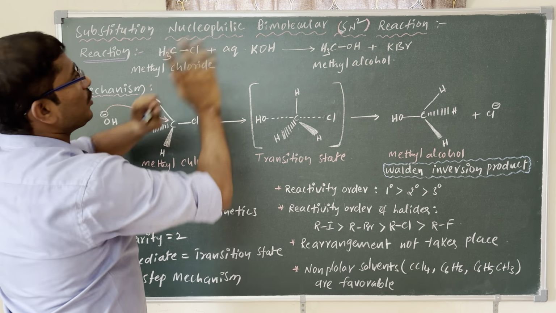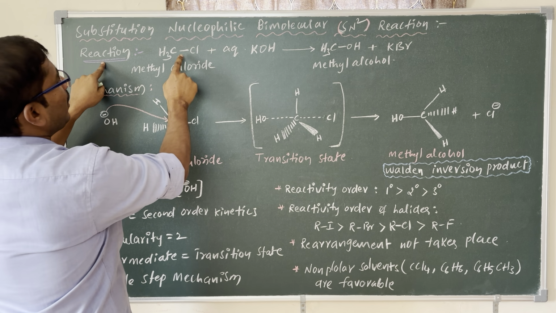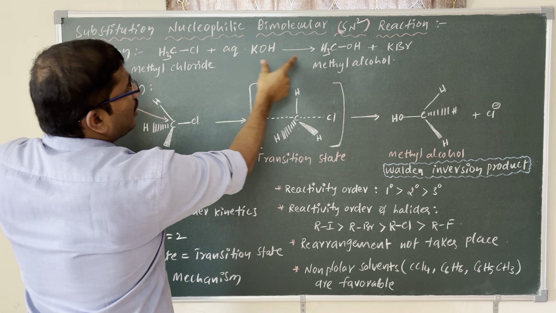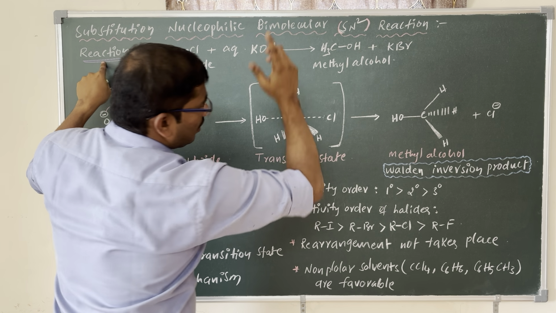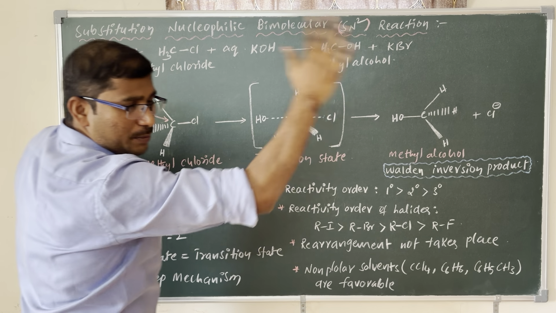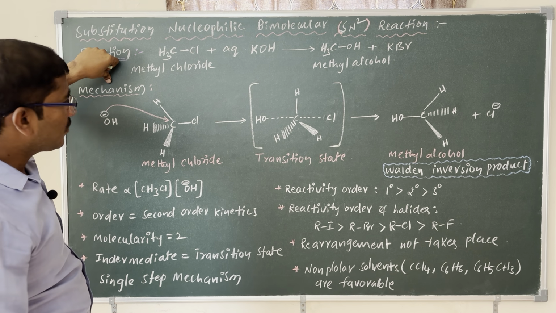In this SN2 mechanism, first you have to observe what reaction is going on here. Methyl chloride reacts with aqueous potassium hydroxide to form methyl alcohol, and potassium chloride is a byproduct, it will be eliminated. Now you have to observe the mechanism of this reaction.